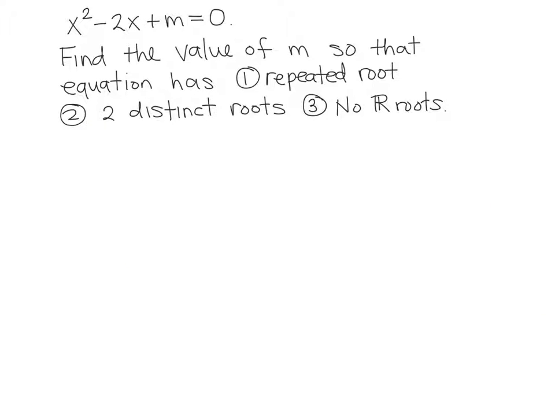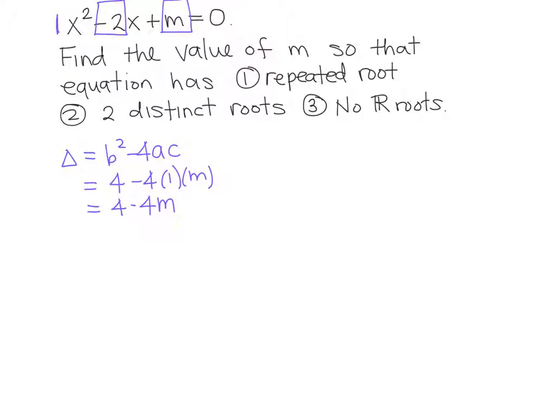Given x squared minus 2x plus m is equal to 0, find the value of m so that the equation has either one, repeated roots, or two, two distinct roots, or three, no real roots. Let's first define our ABCs. A is 1, B is negative 2, and C in our case is m. So discriminant is equal to b squared minus 4ac. So negative 2 squared, that's 4, minus 4 times 1 times m. So we really have 4 minus 4m.